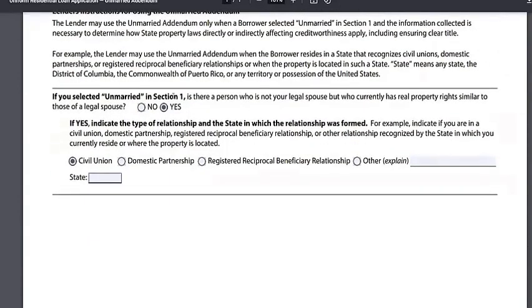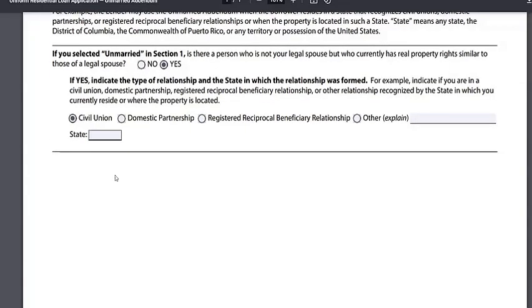If you selected unmarried in section 1, is there a person who is not your legal spouse but who currently has real property rights similar to those of a legal spouse? Yes, no. If no, good. If yes, then they need to provide more information. If yes, indicate the type of relationship and the state in which the relationship was formed. For example, indicate if you are in a civil union, domestic partnership, registered reciprocal beneficiary relationship, or other relationship recognized by the state in which you currently reside or where the property is located.